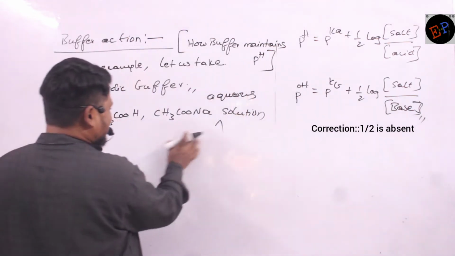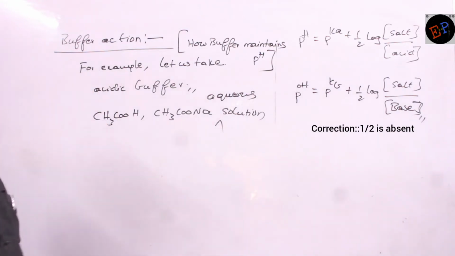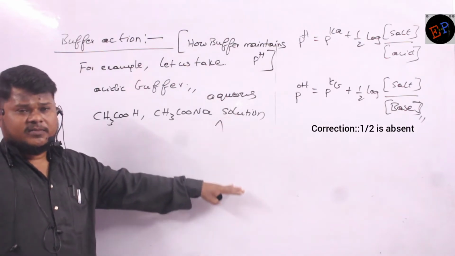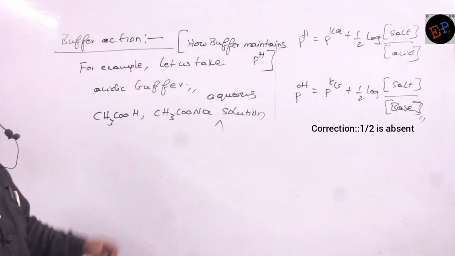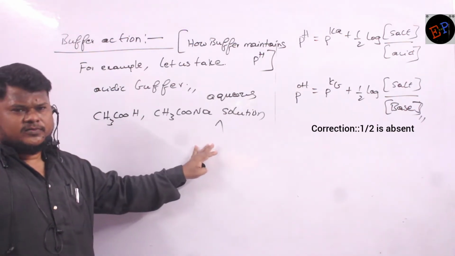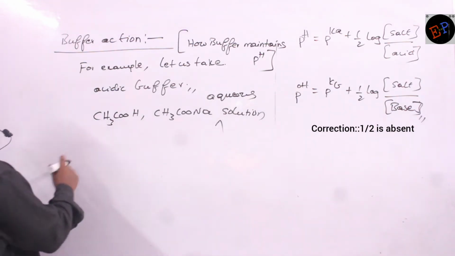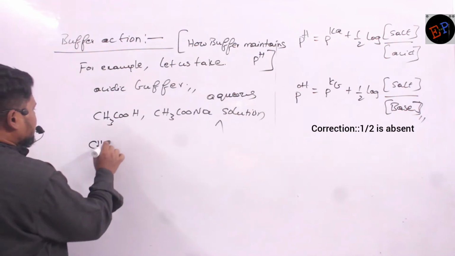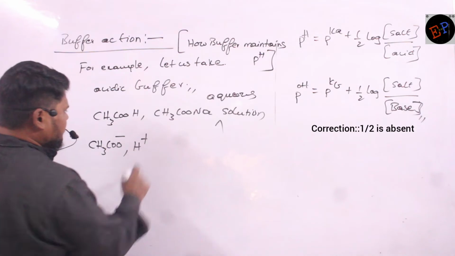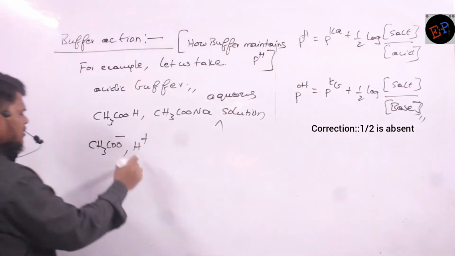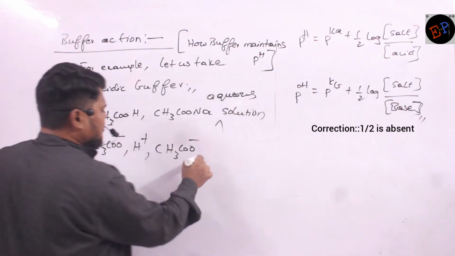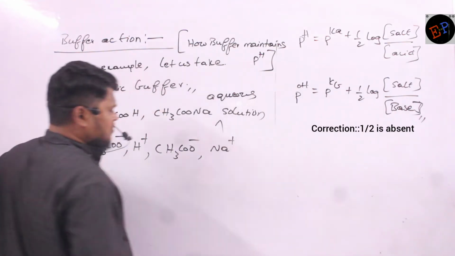Okay, if you take CH3COOH and CH3COONa aqueous solution, can you say what are the different ions which can be present in this solution? If you take aqueous solutions, they split into their respective ions. So what are the different ions which are present? CH3COO minus will be present. H plus will be present. That's all. And here also CH3COO minus may be present and Na plus may be present.